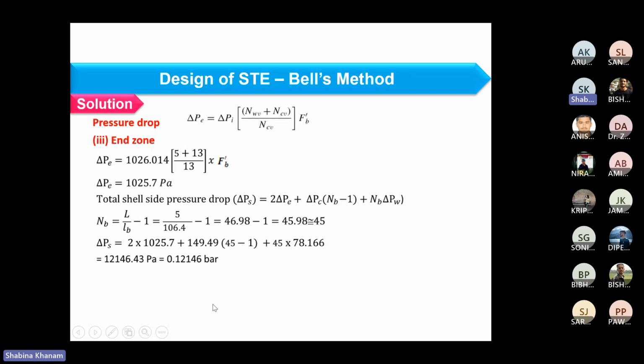L is the length of the exchanger, which you can consider as the length of the tube, because the length of the tube will decide the length of the exchanger, the length of the shell also. So capital L by LB minus 1. Capital L is 5, which is the length of the tube. LB you have already calculated, minus 1, and that is coming as 45.98.